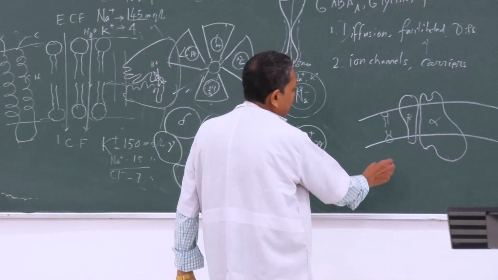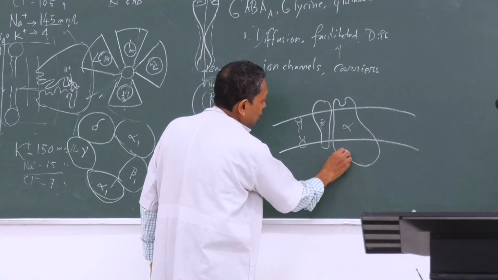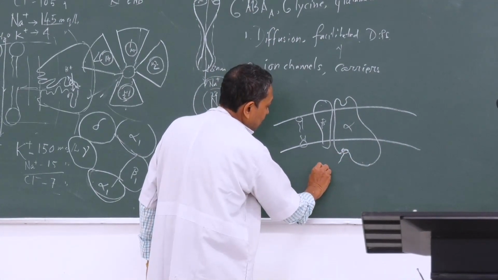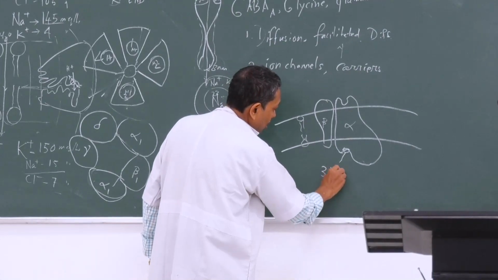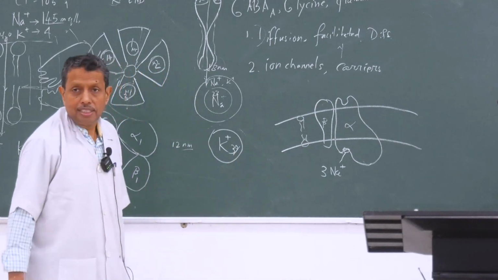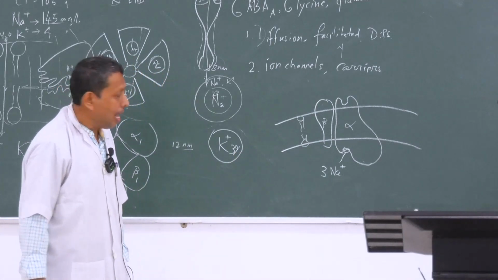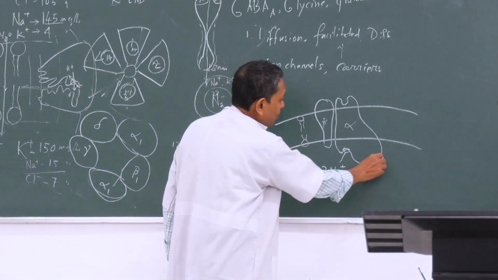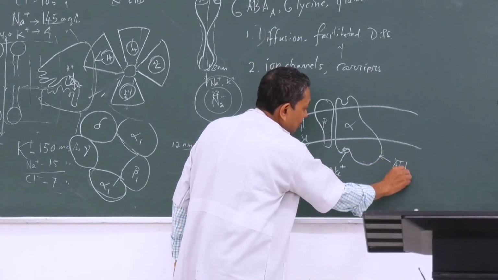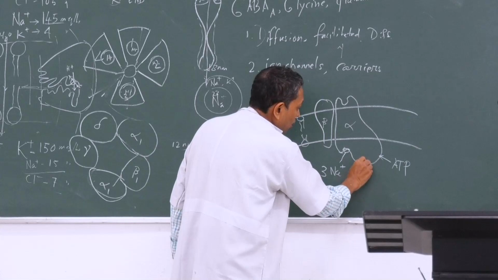3 sodium ions, it has different sites. 3 sodium ions unite with these sodium binding sites. And they are all ATPases. And there is an ATP binding site. Suppose it is the ATP binding site. And it is the phosphorylation site.